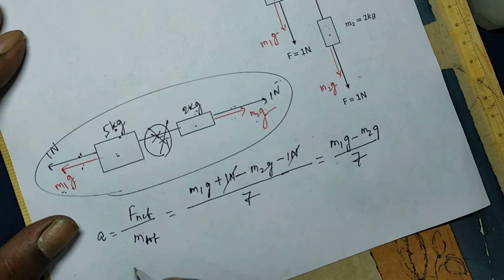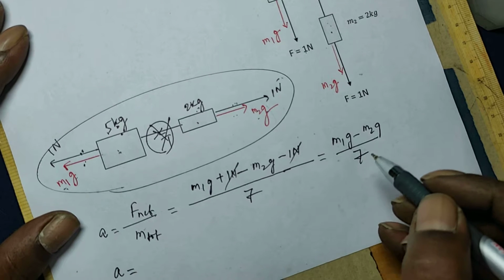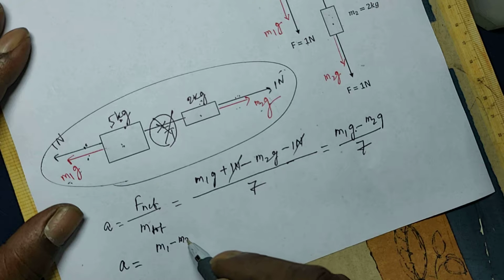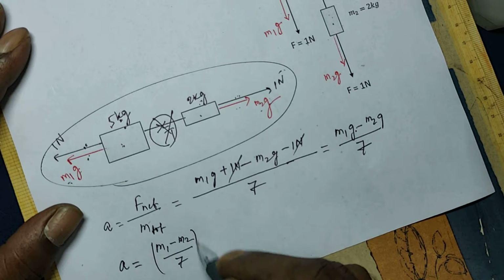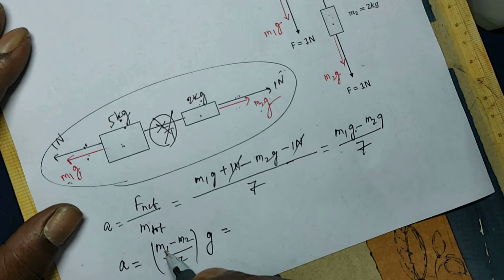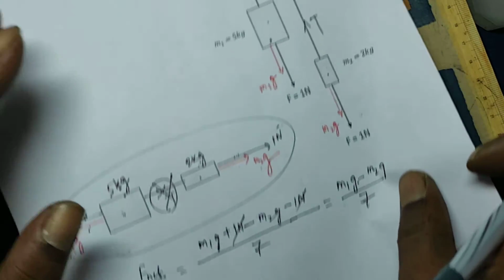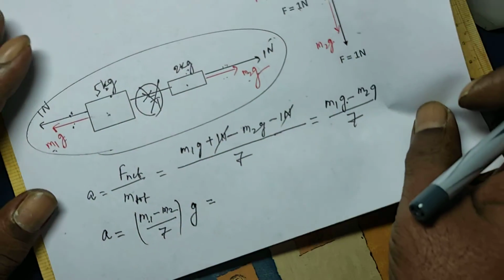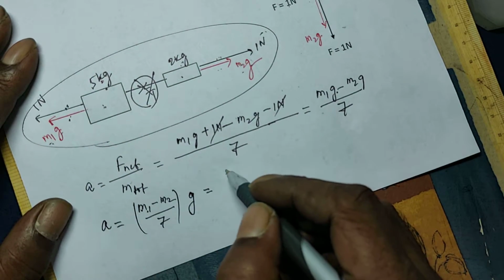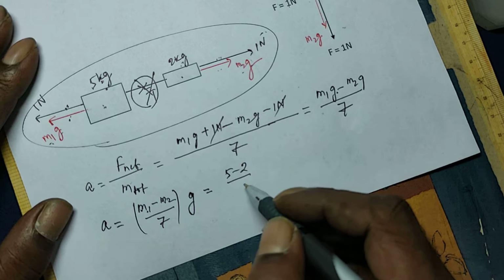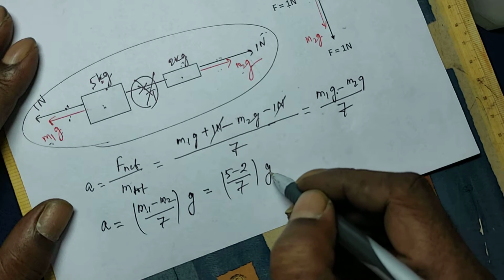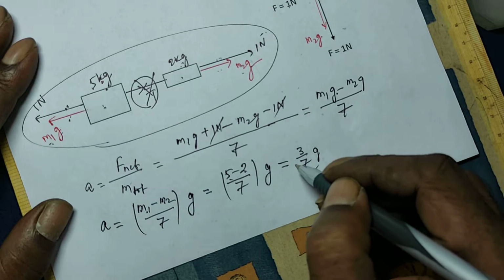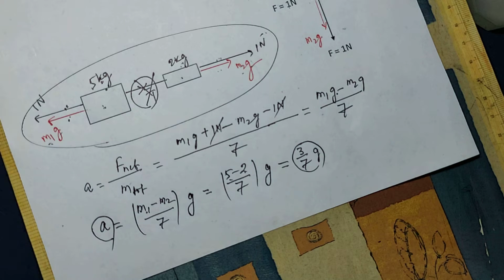So if you take G common, we are left with (M1 minus M2) over 7 times G. Now M1 is given as 5 kilogram, M2 as 2 kilogram. So 5 minus 2 over 7 times G. 5 minus 2 is 3. So 3 by 7 times G. This is your acceleration, right?